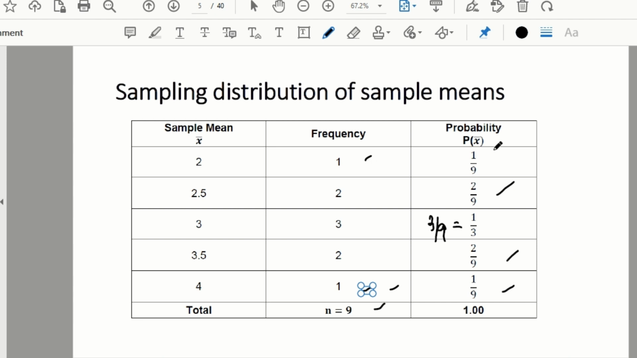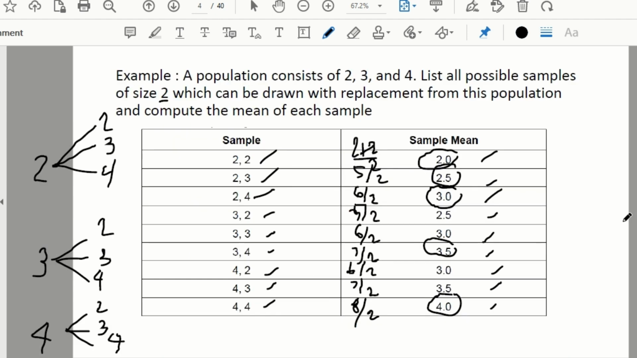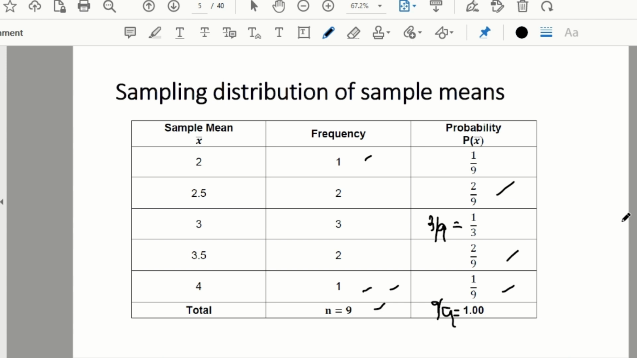To check whether it's a probability distribution, we add all of these, and the result is 9 over 9, or just equal to 1. So this means that this is now the sampling distribution of the sample means with data 2, 3, and 4.